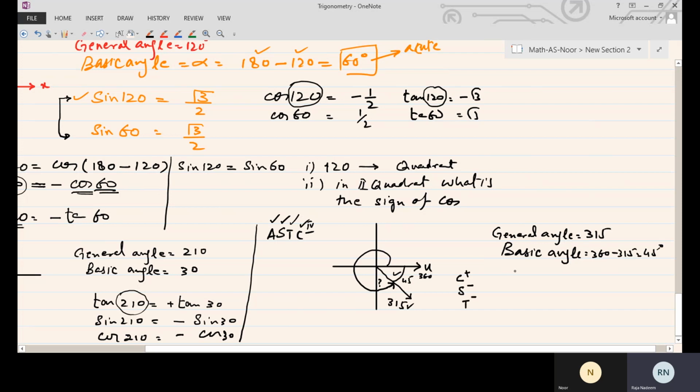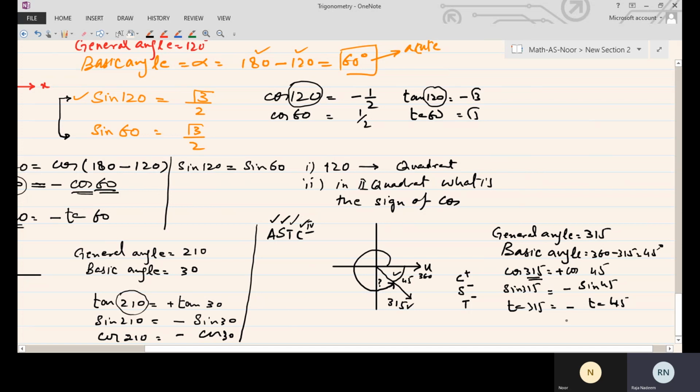So from here, if I write cos of 315, then I'll think about the basic angle of 315. It is 45. When I write cos of 45, then after writing this, I'll think about the plus or minus sign. Sine of 315 would be equal to sine of 45. Tan of 315 would be equal to tan of 45. As cos is positive, I'll put a plus sign. As sine is negative, I'll put a minus sign, and tan is also negative, so again I'll put a negative sign. Now, is it clear? Yes.